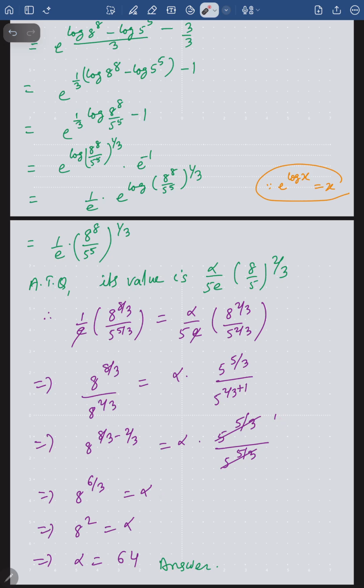Here also bases are the same, but they are in division case, so we will subtract the powers. So 8 raised to the power 8 by 3 minus 2 by 3, which will give you 8 minus 2 upon 3, that is 2, so 8 squared. So alpha is 64. Thank you.